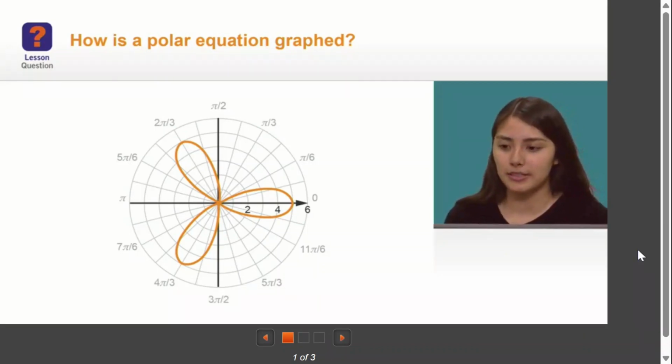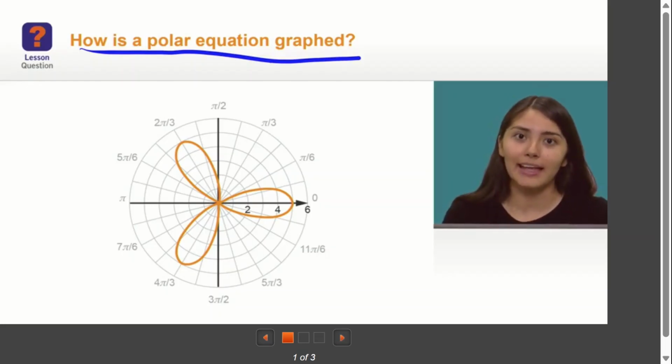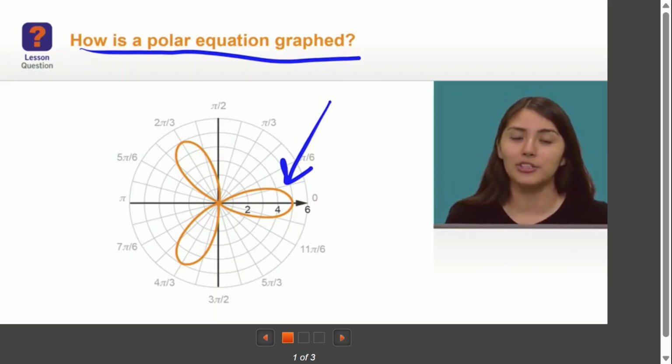Our lesson question is, how is a polar equation graphed? Using a polar coordinate grid, you can use the relationship between the radius and the angle in polar equations to create curves such as a rose curve, as well as to determine the important characteristics of these equations. Polar equations are not only interesting because of the picturesque curves they produce, but also because of their application to real-world problems such as audio technology.